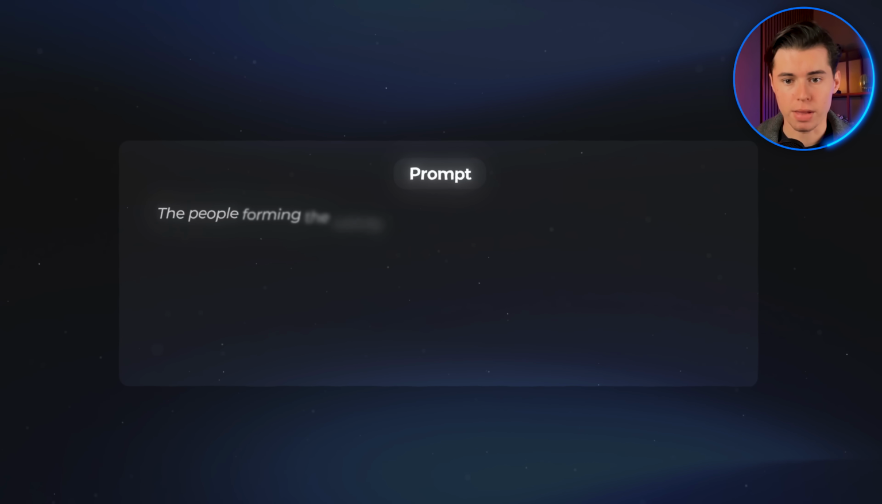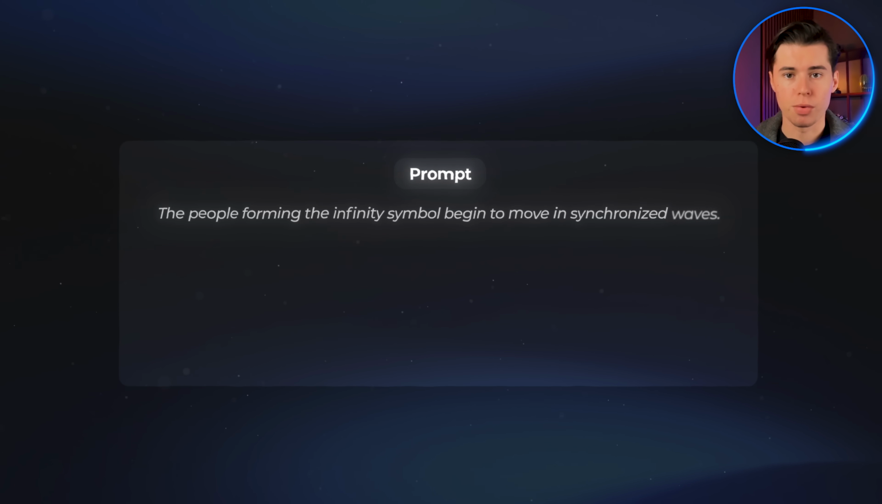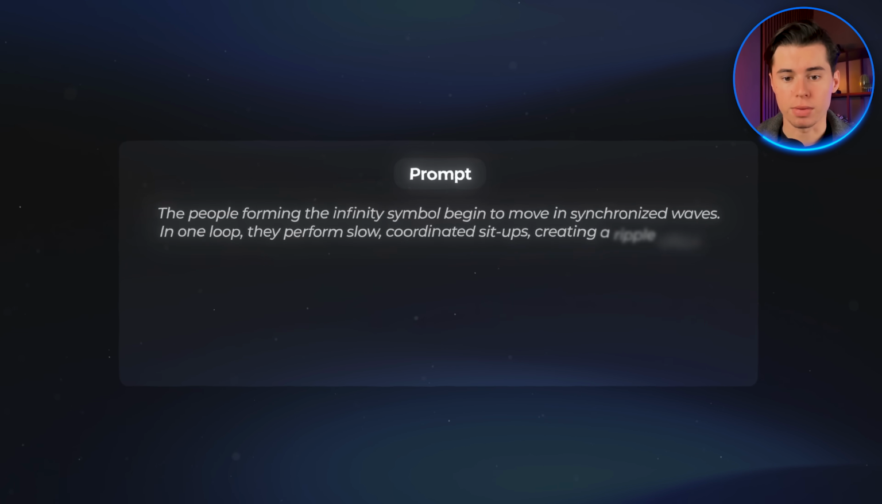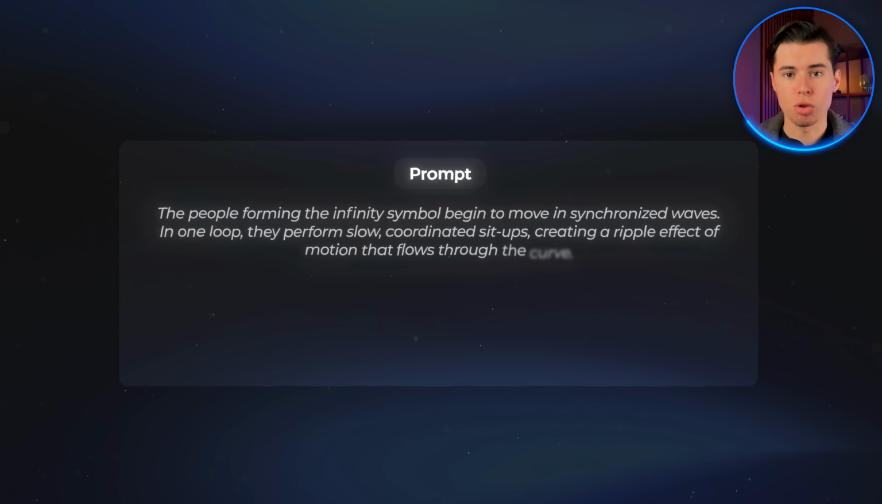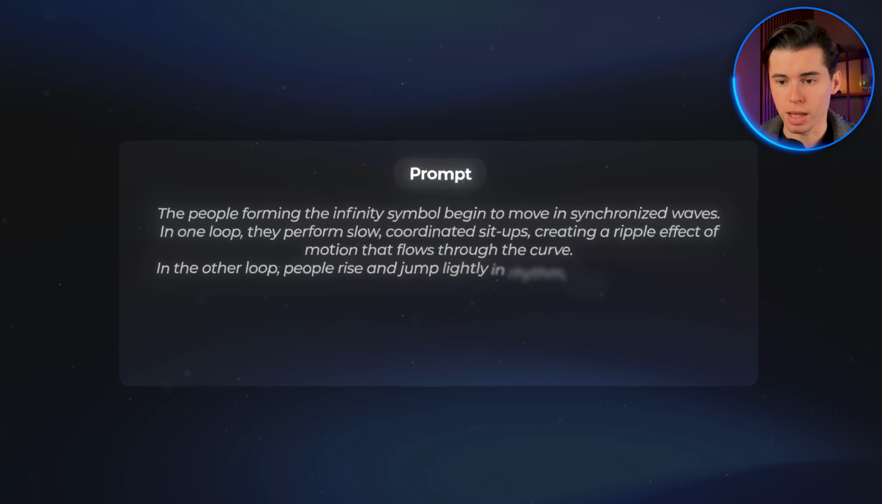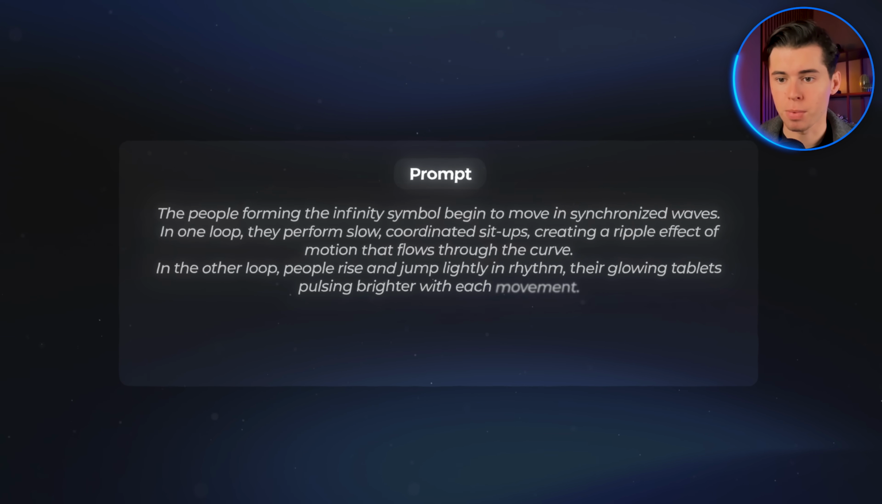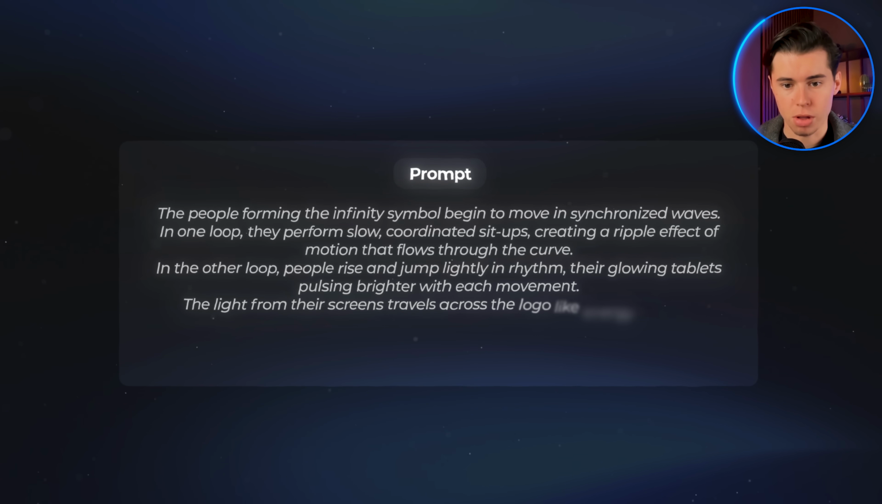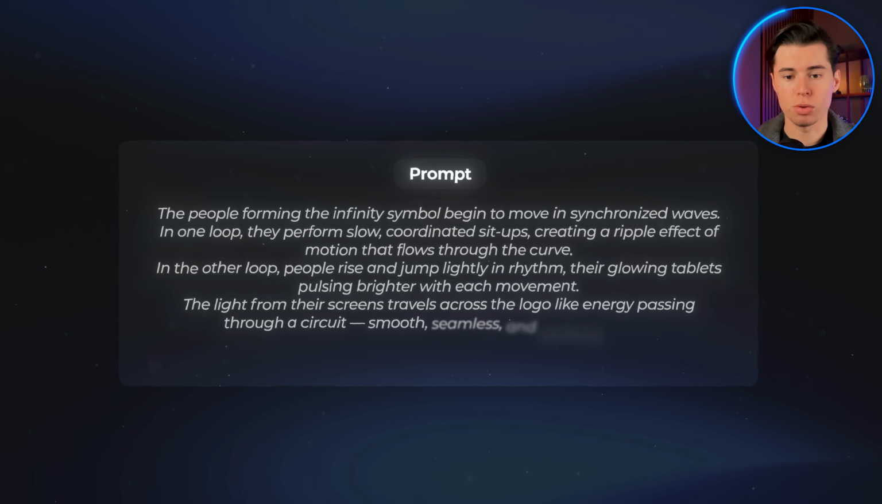The people forming the infinity symbol begin to move in synchronized waves. In one loop, they perform slow, coordinated sit-ups, creating a ripple effect of motion that flows through the curve. In the other loop, people rise and jump lightly in rhythm, their glowing tablets pulsing brighter with each movement. The light from their screens travels across the logo like energy passing through a circuit, smooth, seamless, and perfectly timed.